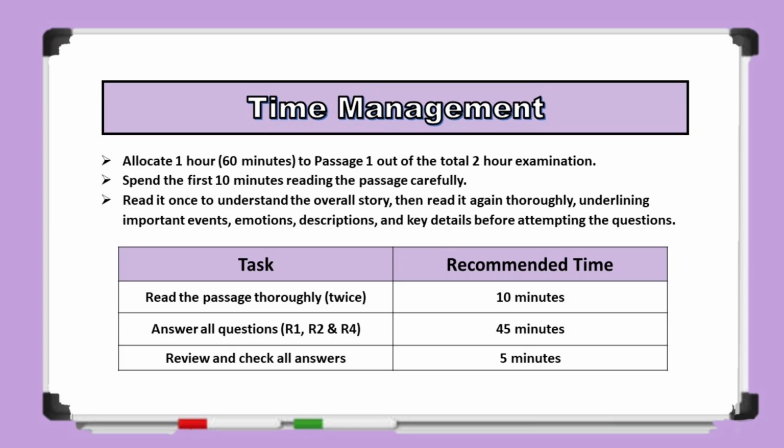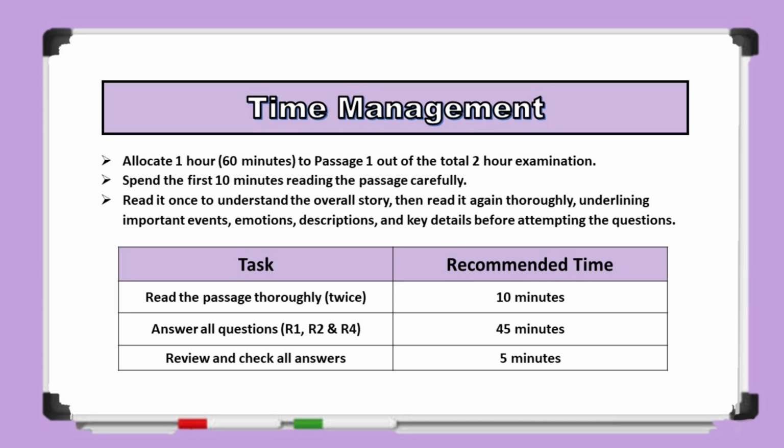Finally, let's talk about time management. In your examination, you have 2 hours to complete the entire paper, and you should aim to spend about 1 hour on passage 1. Begin by spending around 10 minutes reading the passage carefully. Read it once to understand the overall story, then read it again more slowly, paying attention to important events, emotions, descriptions, and key details. Underline or mentally note anything that seems significant before attempting the questions.